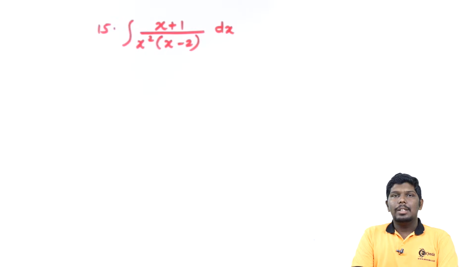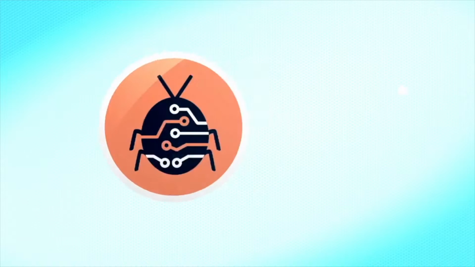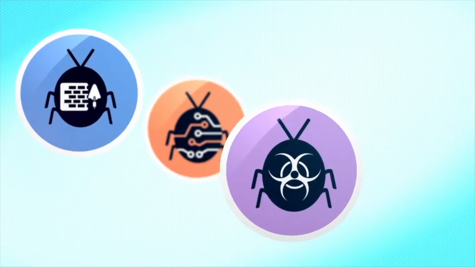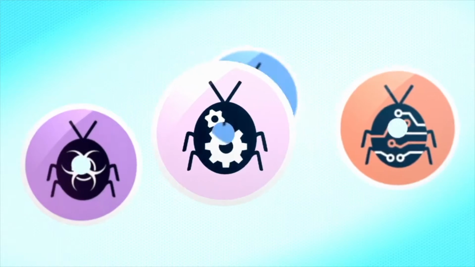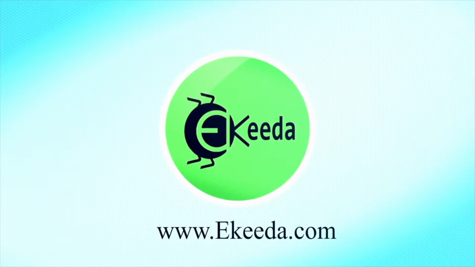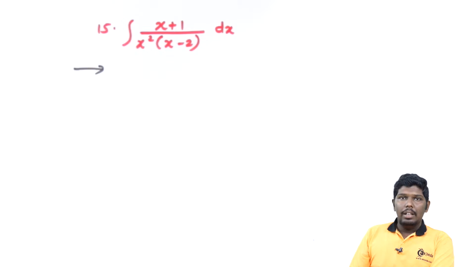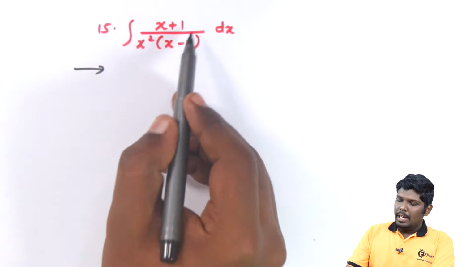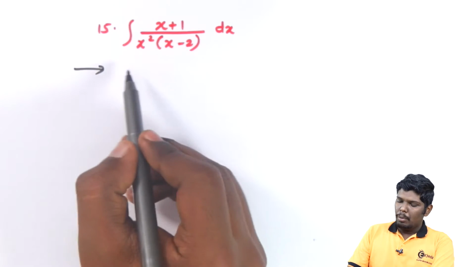Hello friends, in this video we are going to see a last problem which is based on integration by partial fraction and probably the last problem of the chapter integration. Let us start with problem number 15. Integral x plus 1 upon x square into x minus 2. Let us convert this in the partial form.